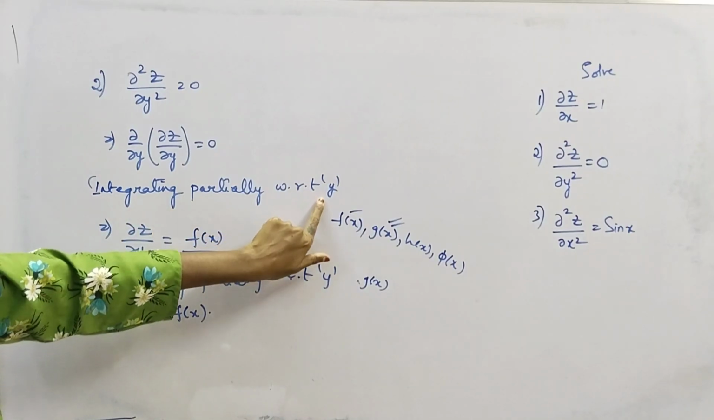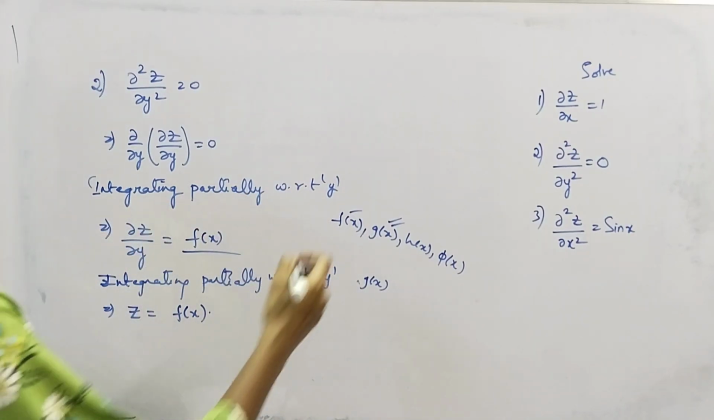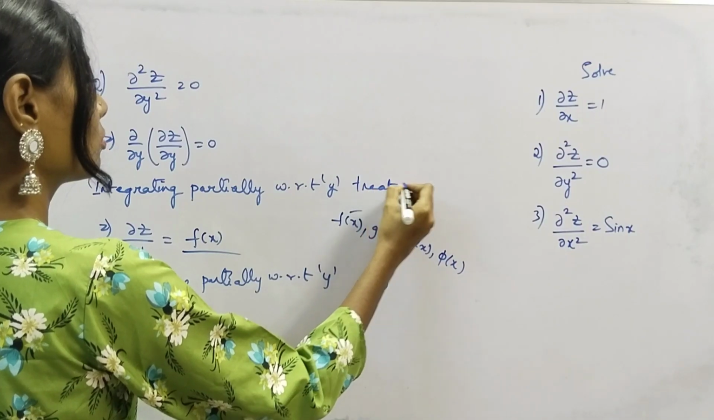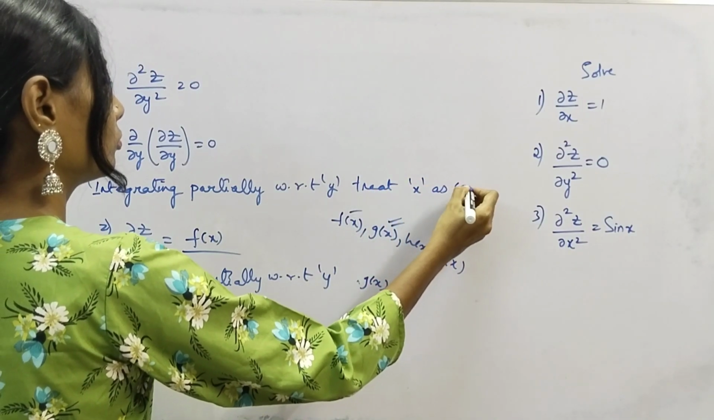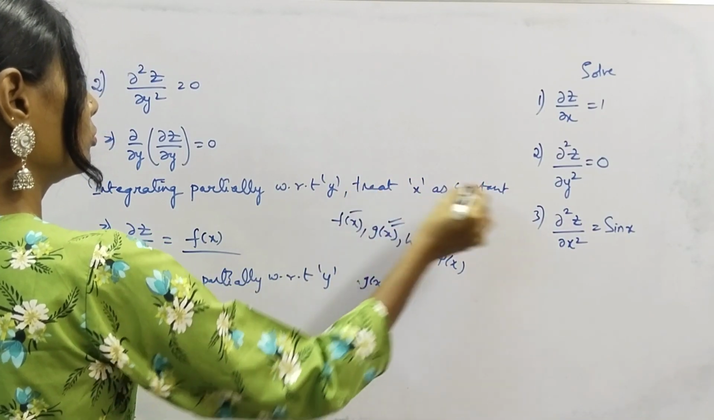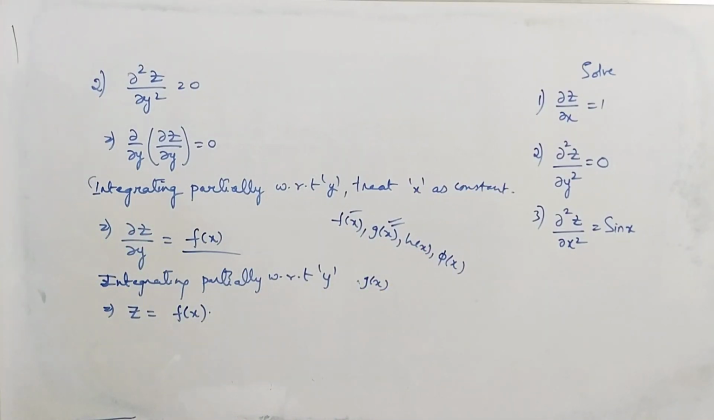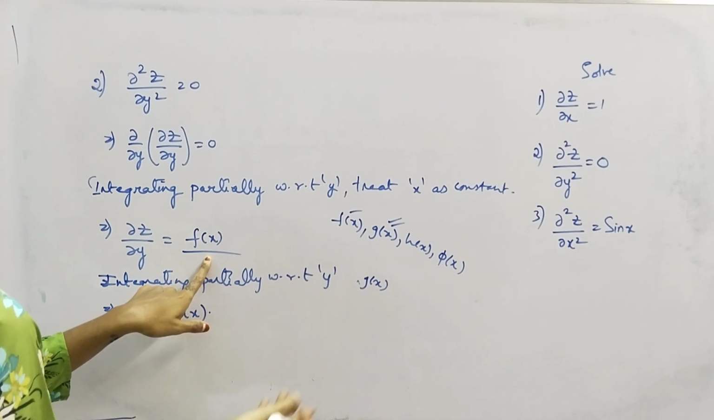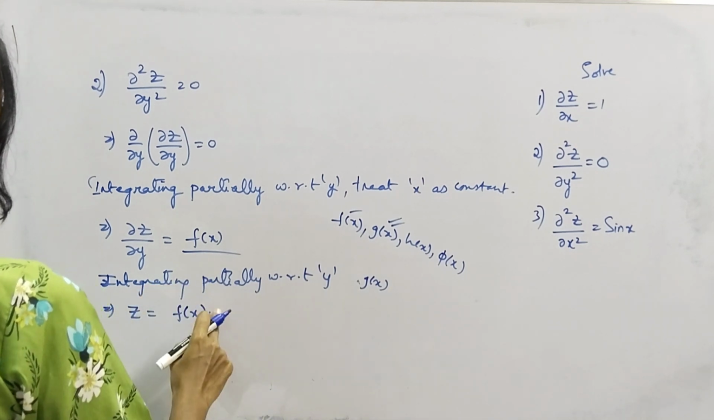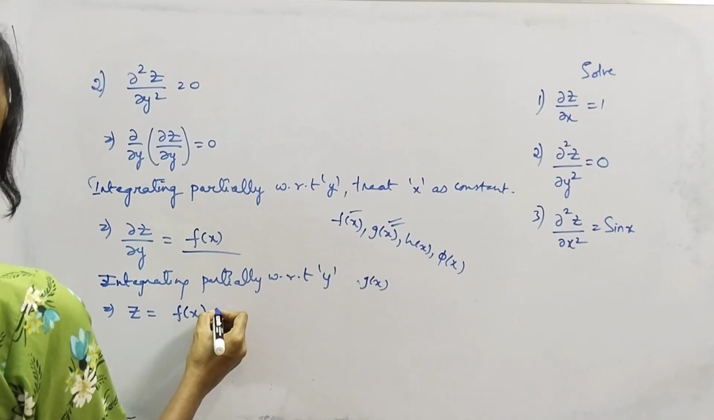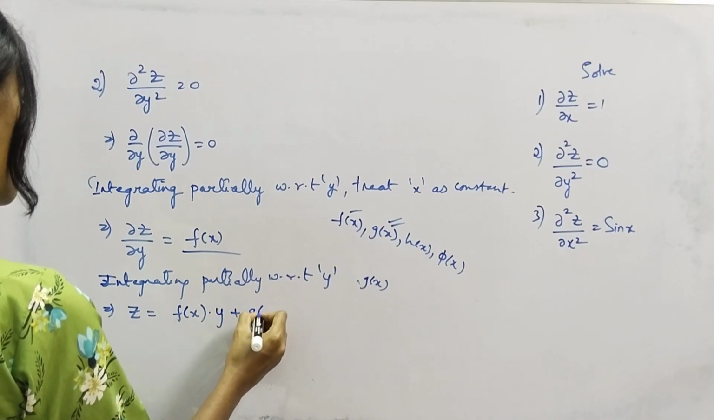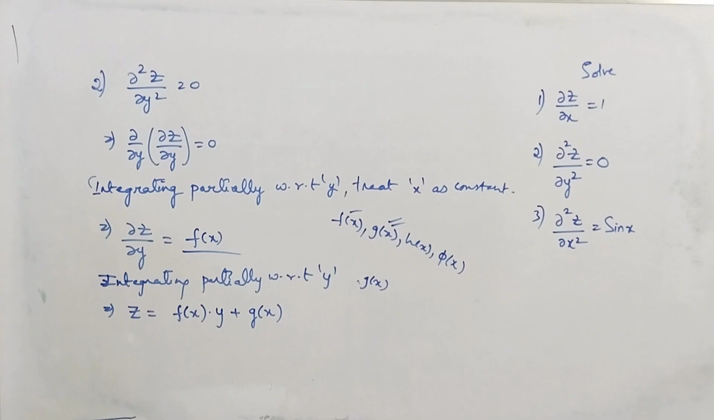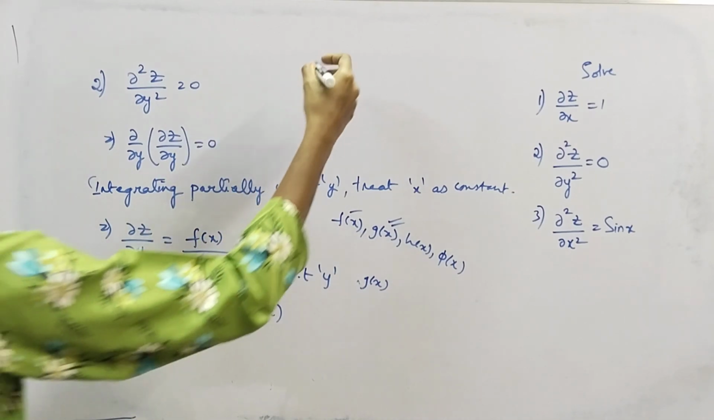Here we are integrating partially with respect to y, so we'll treat x as constant. So you'll get the constant of integration f of x, constant into y, plus another integral constant g of x. If you are really good at integration, you'll know how you got y. If you are not that good at integration, just observe the things.